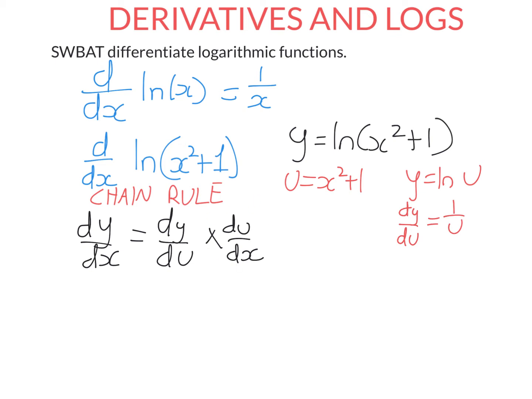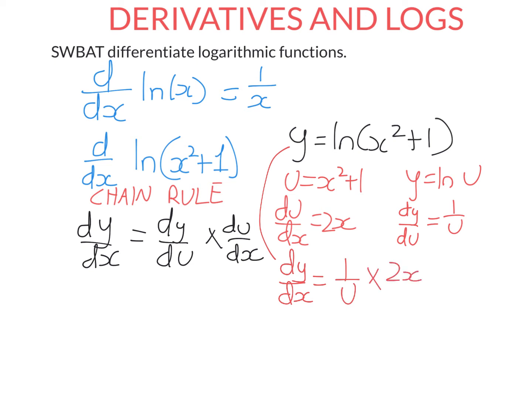So du dx, that means I take u and differentiate with respect to x. So du dx is just 2x. The derivative of x squared is 2x. Derivative of a constant 0. Remember, constants vanish when you differentiate. So now I've got these two quantities. I have all I need to calculate dy dx. So the derivative of y with respect to x is dy du times du dx. But of course, u is x squared plus 1. So I'm going to substitute this u for x squared plus 1.